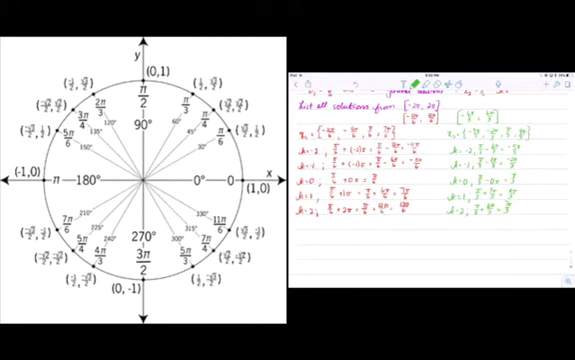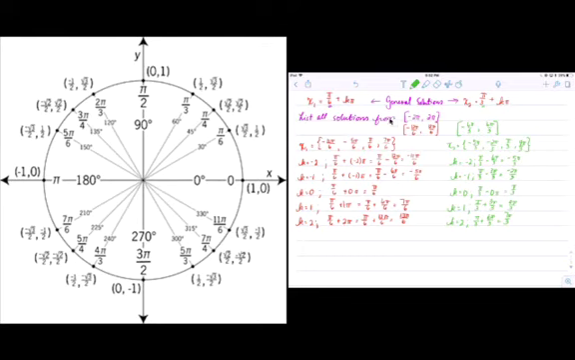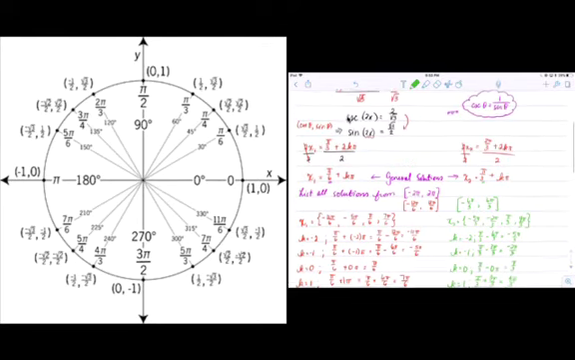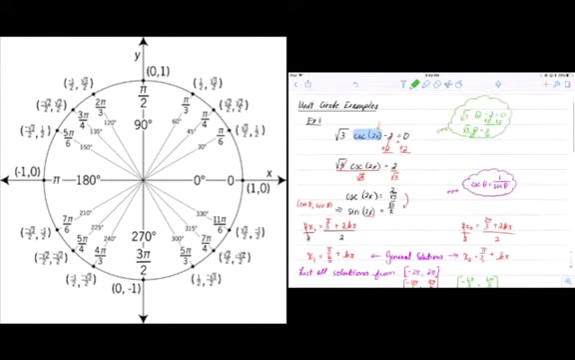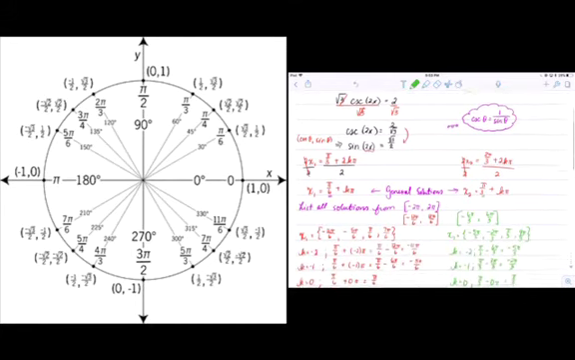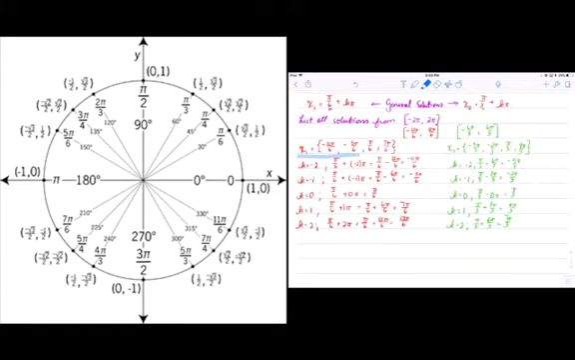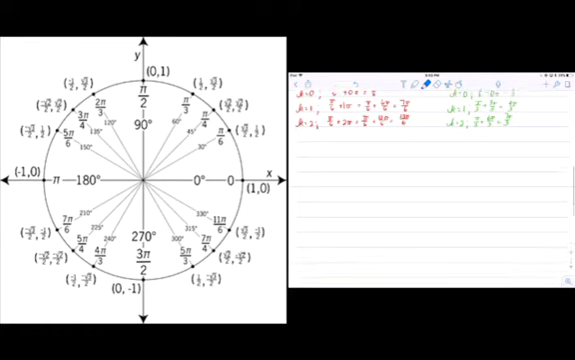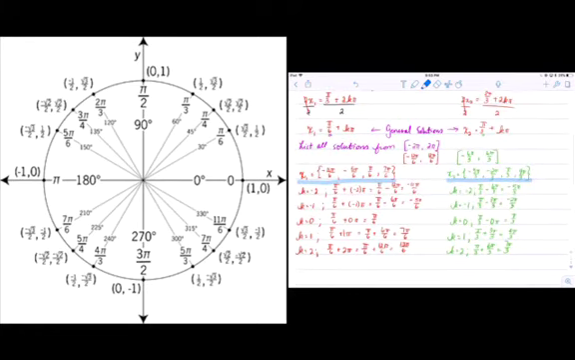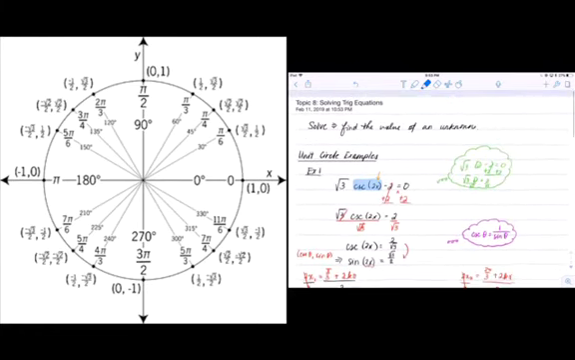So all of the solutions to this equation, the square root of 3 cosecant of 2x minus 2, from negative 2 pi to 2 pi, are going to be these. We have a total of 8 solutions. And that's it for a unit circle example.